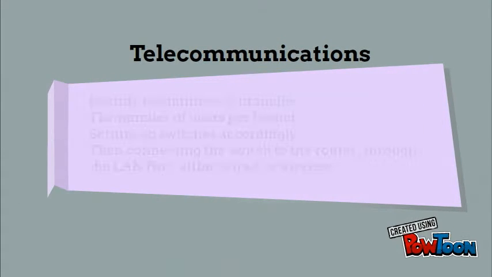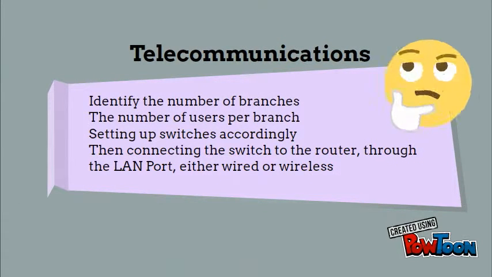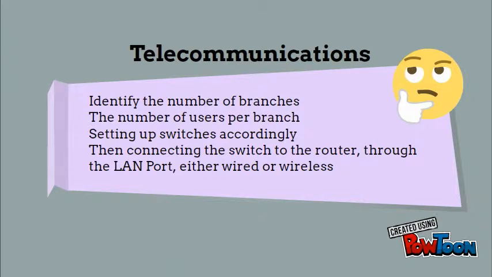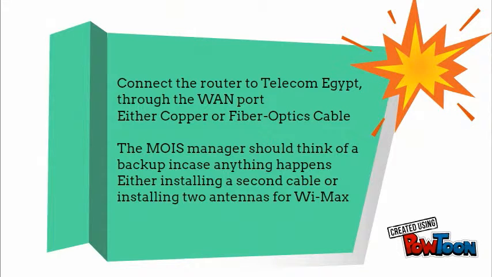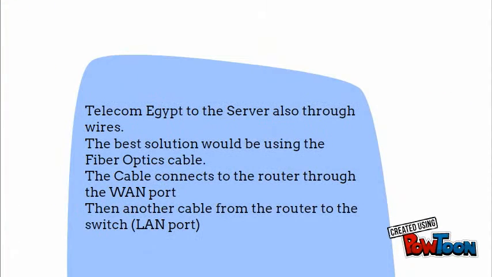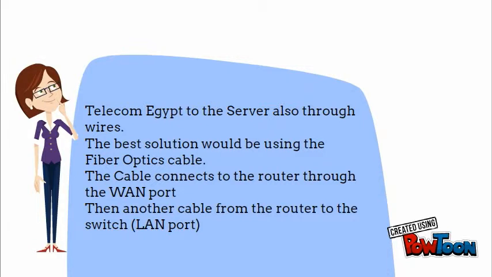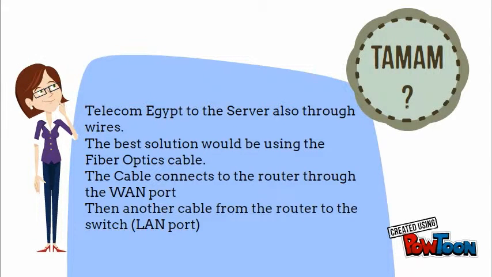First, we must identify the number of branches, the number of users per branch, such that we could set up switches and connect the switch to the router, either through wires or wireless. Then we must connect the router to Telecom Egypt through the WAN port. The network manager must always consider the backup, WiMAX or cables. We must then reverse the same solution on the other side, telecom to the server.